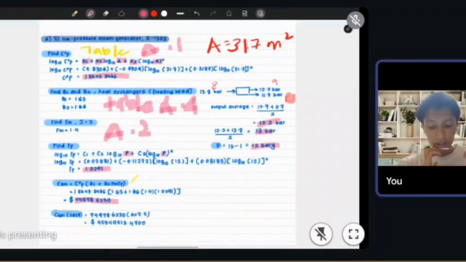After we calculate the values, we can substitute into the CBM formula and we get the answer for CBM. And lastly, we multiply with the CEPCI for 2019, 607.5. So we get the answer.